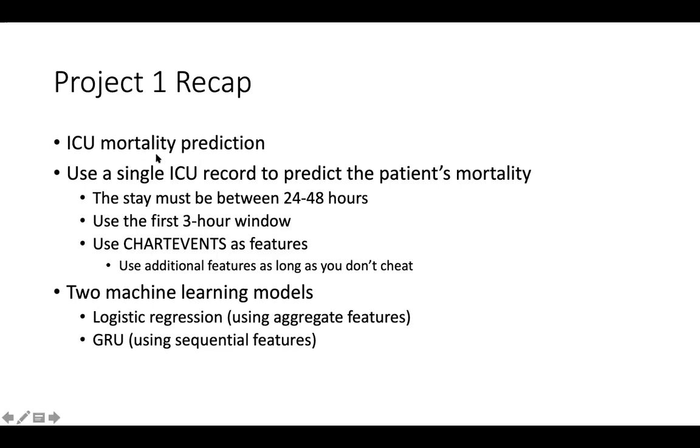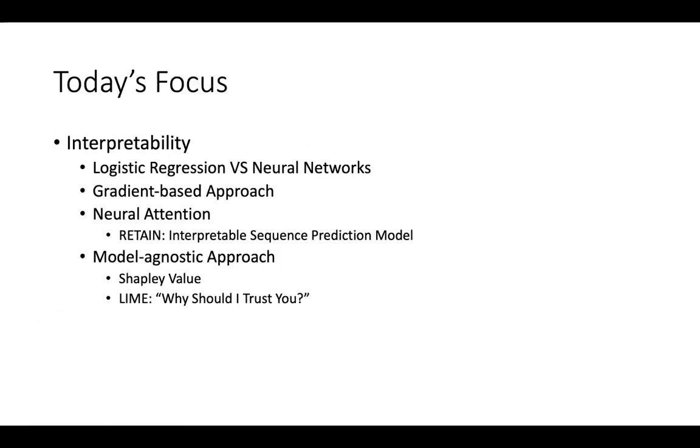So ICU mortality prediction, that was the task part, and you needed to understand the spec, and then the processing was probably like 80% or 90% of the project. And then machine learning models, you just call them using scikit-learn and PyTorch. So that's actually the easy part. All right, hopefully that project was a helpful one.